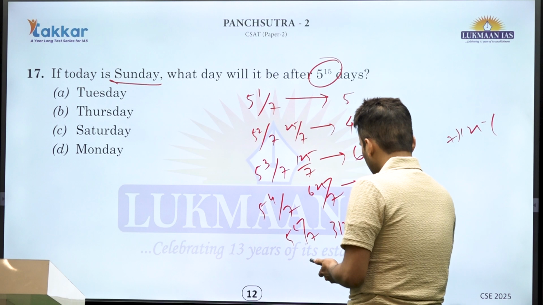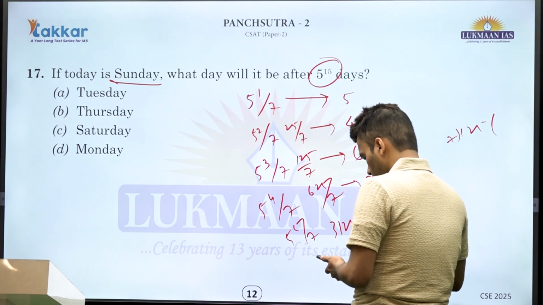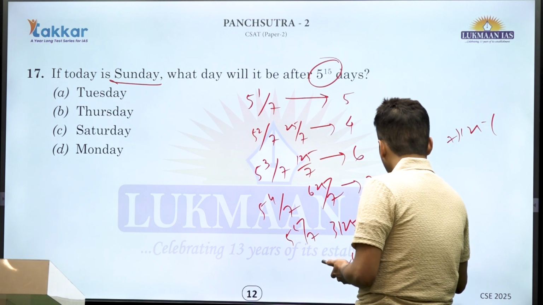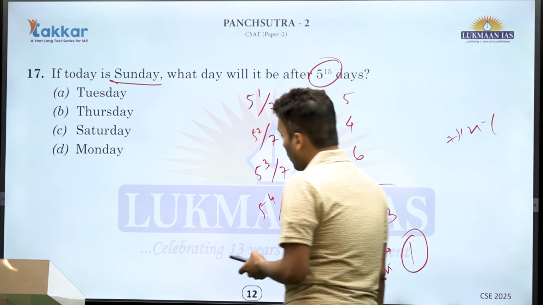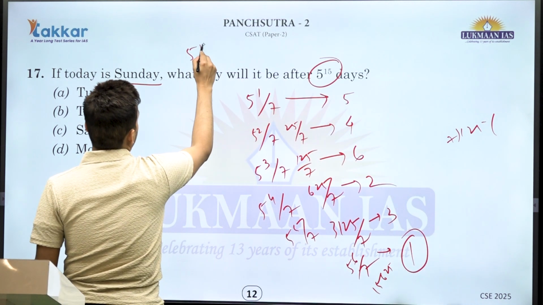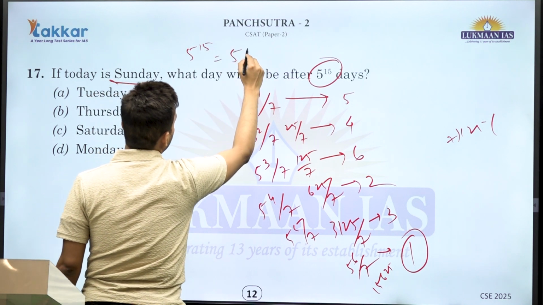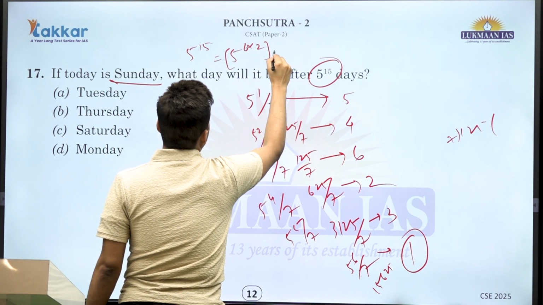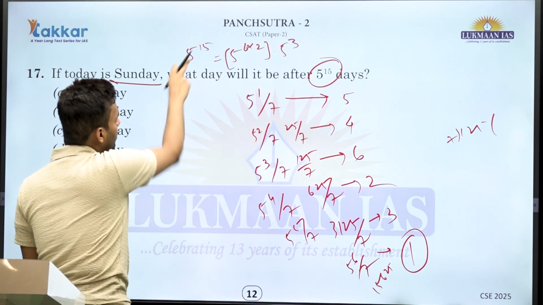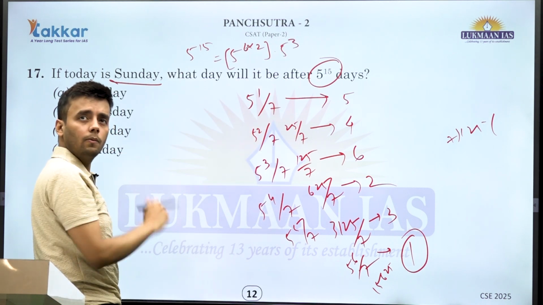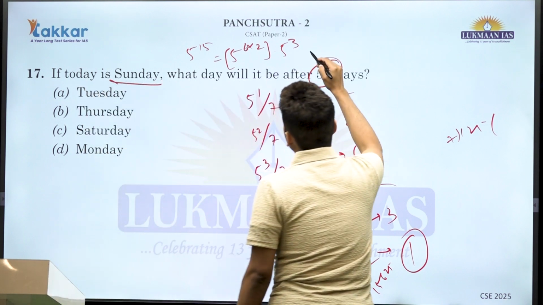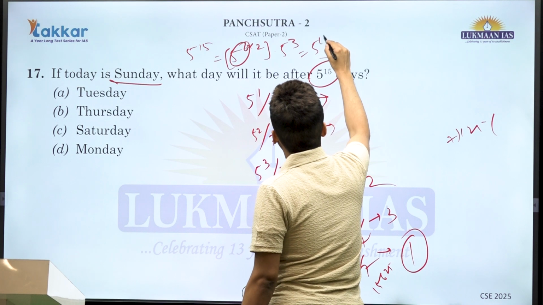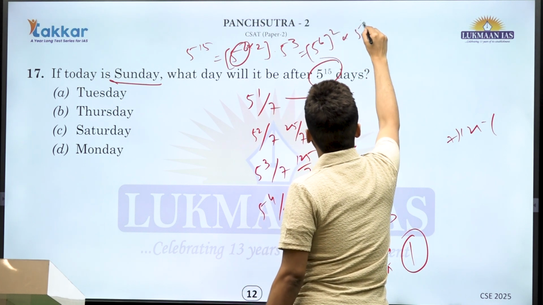And when 5 power 6 is divided by 7, the remainder will be 1. The value will be 15625 and the remainder will be 1. Now according to the question, 5 power 15 is given. So we can write it as 5 into... this is how we can write 5 power 15. So 5 power 15 can also be written as 5 power 6 squared into 5 cubed.